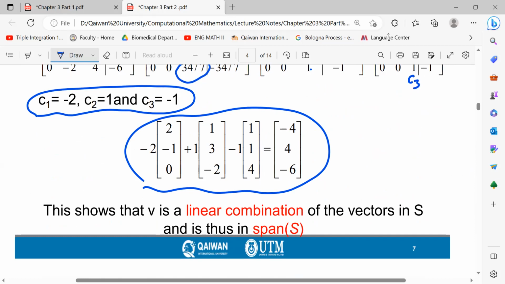That means we say it is in span S. So V is in span S. That's span. That's all about span. If you could write it down as a linear combination, we say it's in span S. If not, we don't.